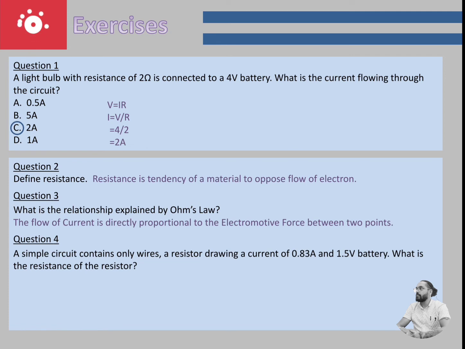Question 4. A simple circuit contains only wires. A resistor drawing a current of 0.83 amperes and 1.5 volt battery. What is the resistance of the resistor? We are going to use the equation from Ohm's law, where V is equal to IR, and since we have to find the resistance, we have to make R subject of formula. So R is equal to V divided by I. 1.5 divided by 0.83 will give us 1.8 ohms.